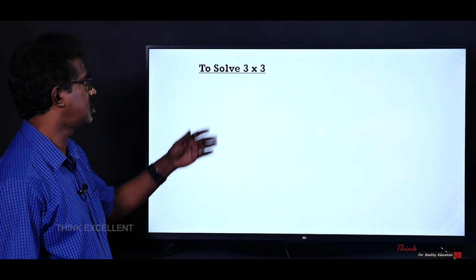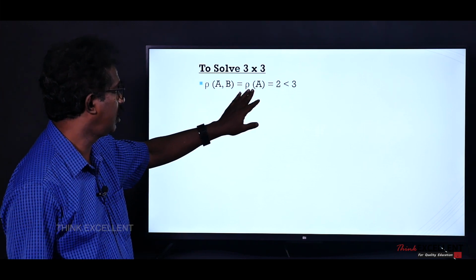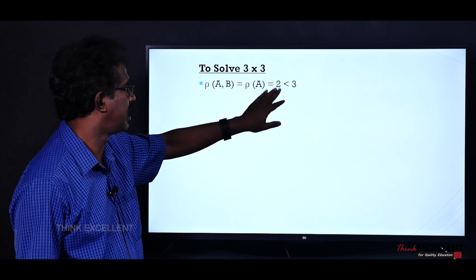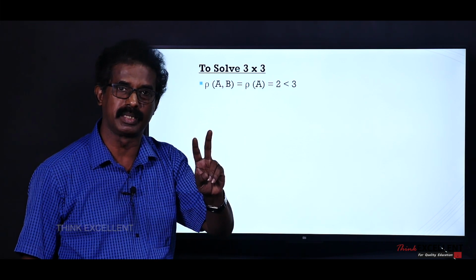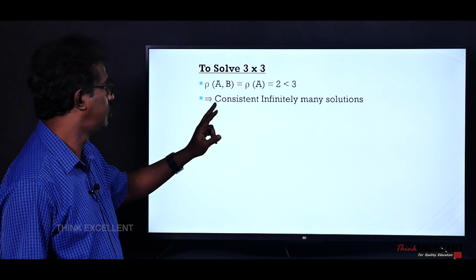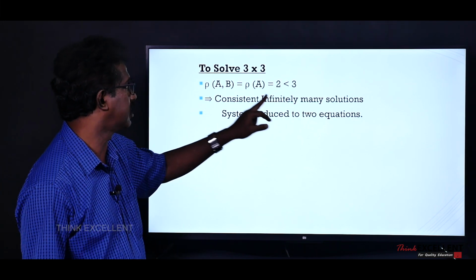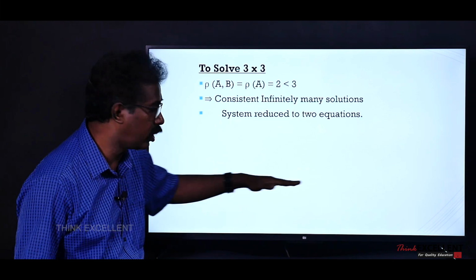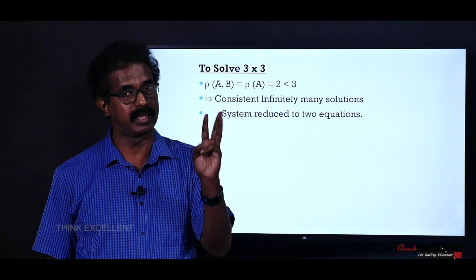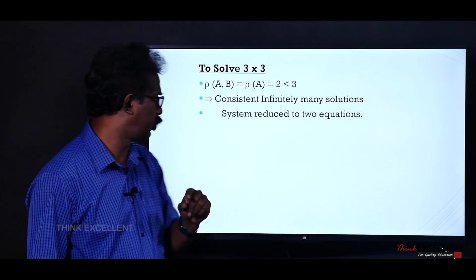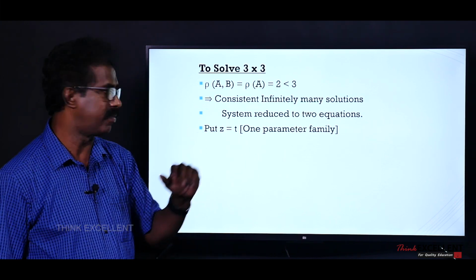Okay. Now how to solve? 3 by 3, suppose the ranks are equal but 2. That means the last row is fully 0. You will get only 2 equations. The system is reduced to 2 equations. Consistent, infinitely many solutions, the system reduced to 2 equations because rank is 2, meaning the third row is fully 0. Only 2 equations you get, but there are 3 unknowns. You have to give a substitution, put z equal to t and do that. Either t or k, any value you can give.